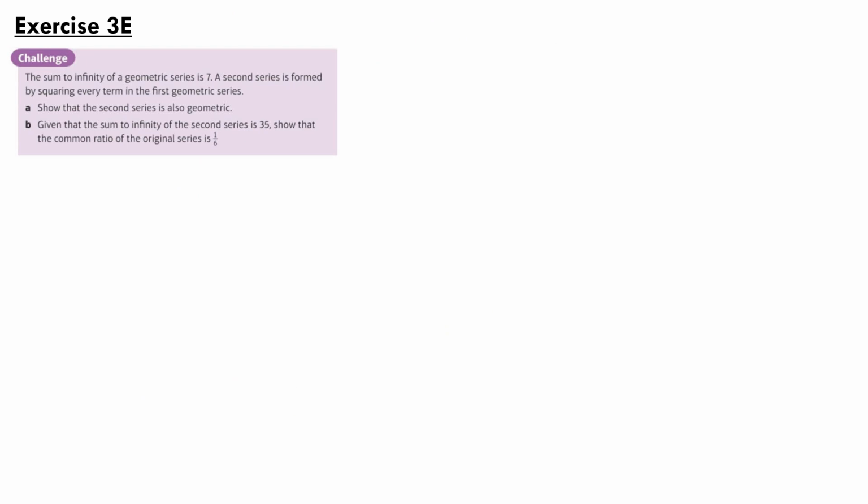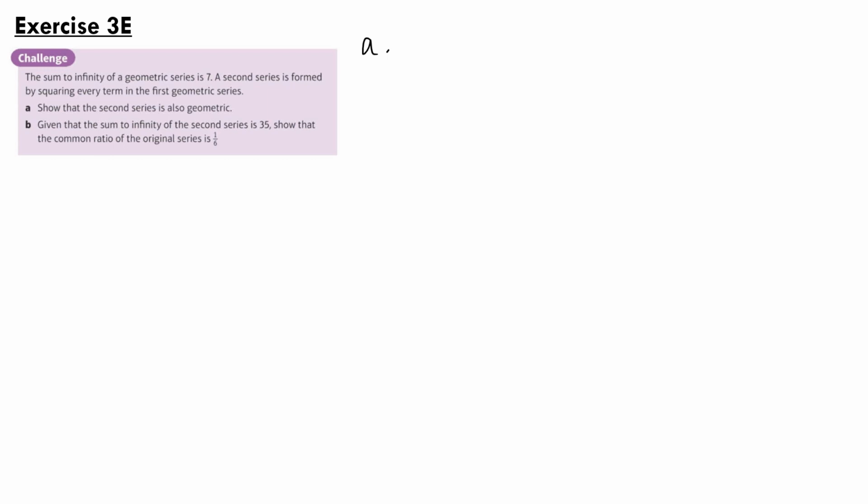Okay, and our next question is from exercise 3e. The sum to infinity of a geometric series is 7. A second series is formed by squaring every term in the first geometric series. Part A asks us to show that the second series is also geometric.